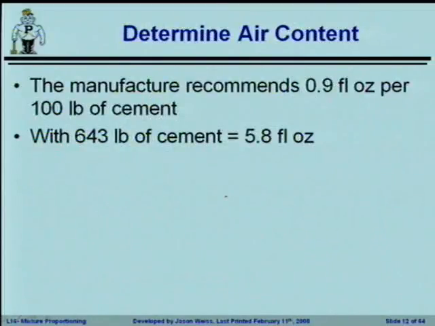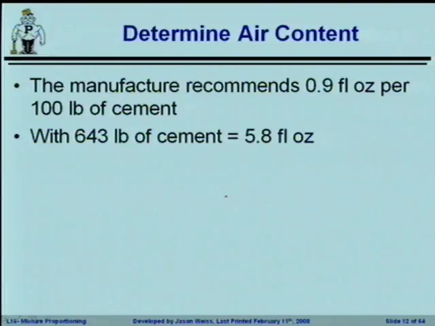Now, determining the air content, here is where you would go to a manufacturer's data sheet. For example, if you're using a particular air entrainer, you can go onto any of the manufacturer's websites. You can download some information on that, and they will tell you recommended dosage rates. We can assume for the air entrainer that we're using, it's 0.9 fluid ounces per 100 pounds of cement. This is a fairly typical nomenclature that's used to specify the amount of admixture that we would use.